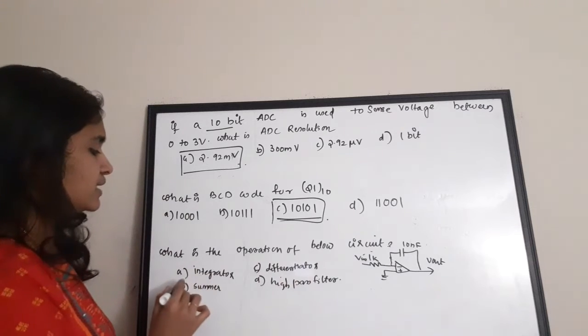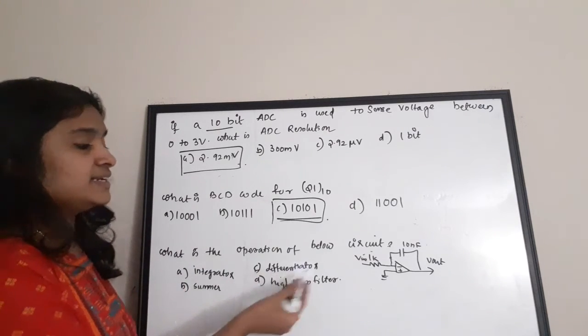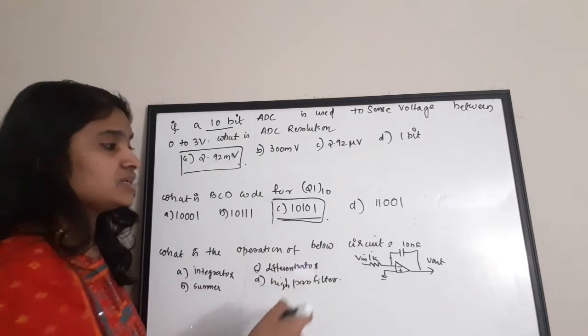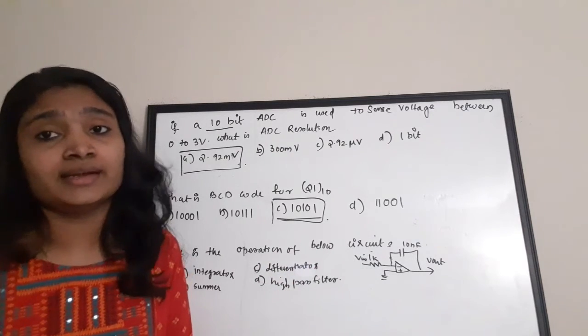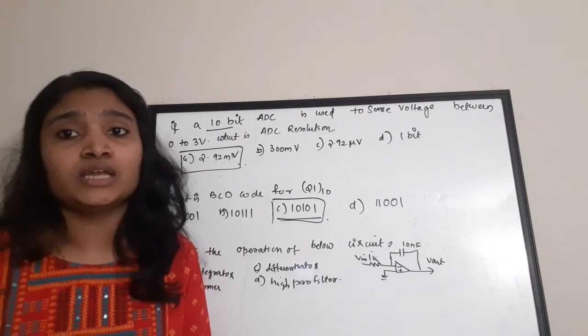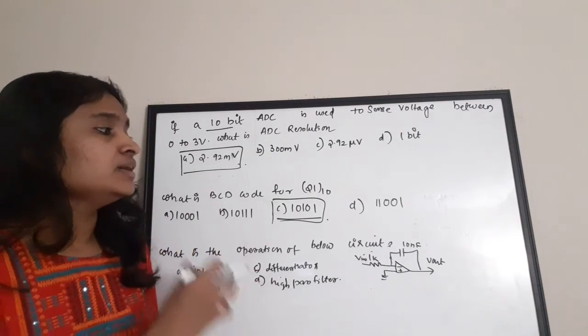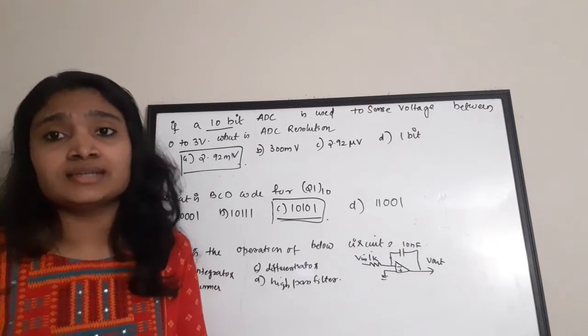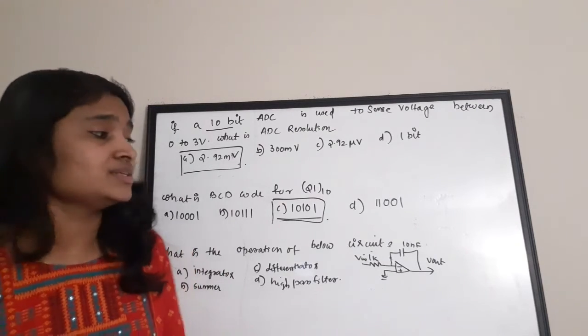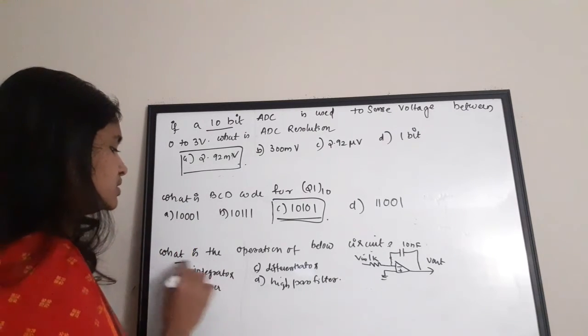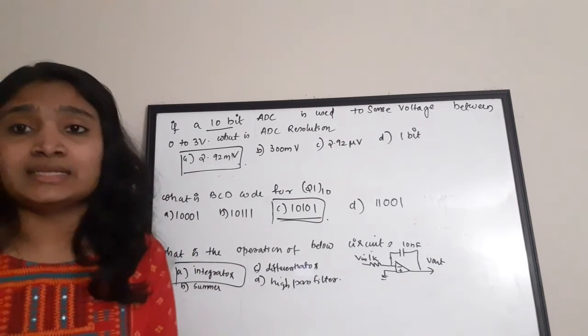So the options given are A integrator, B summer, C differentiator, and D high pass filter. So this capacitor with an op-amp circuit is actually an integrator used for integrating your input signal for a particular time period. So the input is making the capacitor charge and discharge according to this time period. So it is actually an integrator circuit. Okay, so the correct answer here is option A, which is integrator.